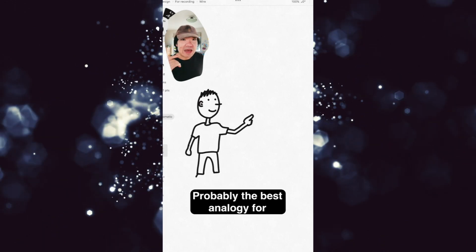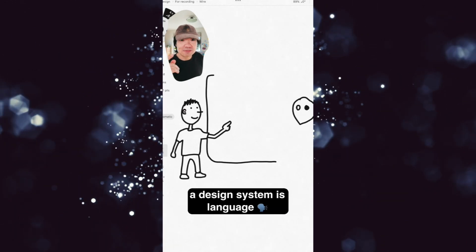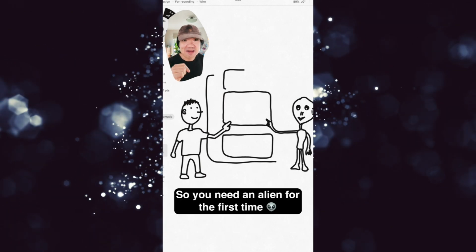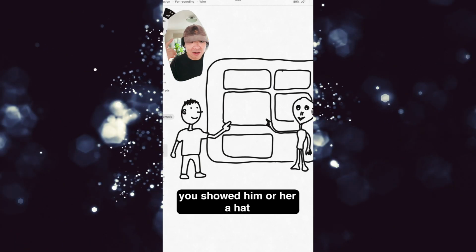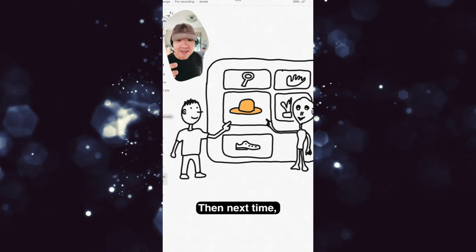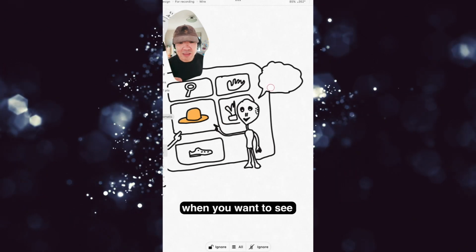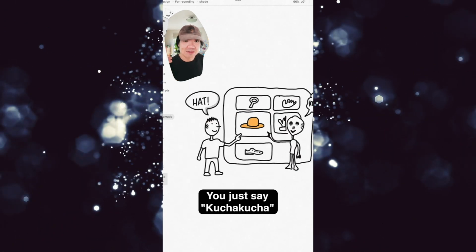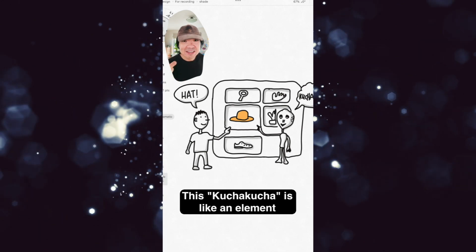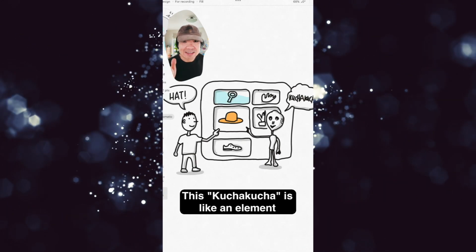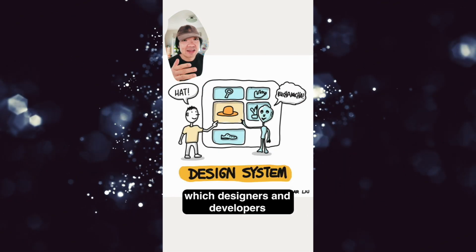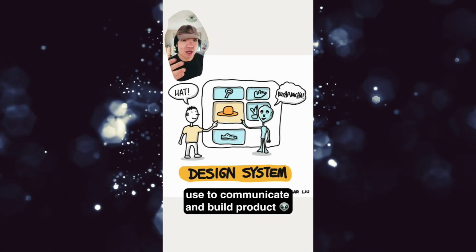Probably the best analogy for a design system is language. Say you meet an alien for the first time. You show him or her a hat and he says, "Kucha kucha." Then next time when you want to see what his hat looks like, you just say, "Kucha kucha," and he will understand. This kucha kucha is like an element in your design system, which designers and developers use to communicate and build product.